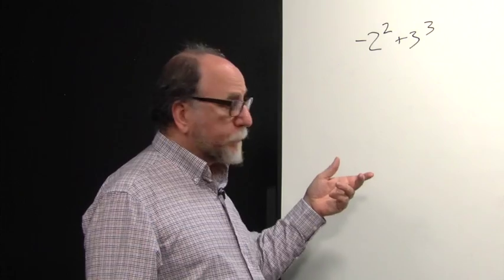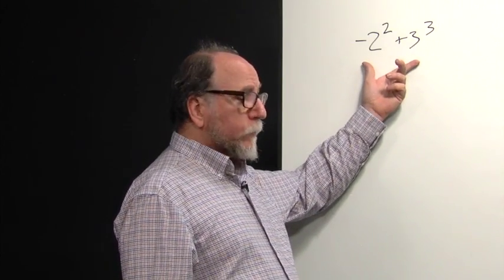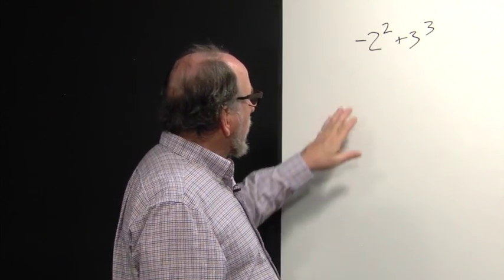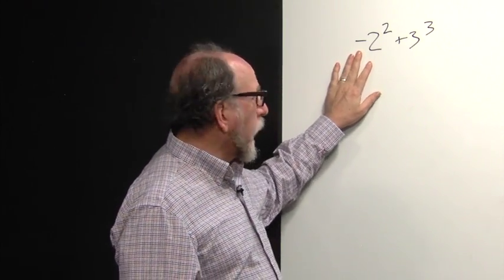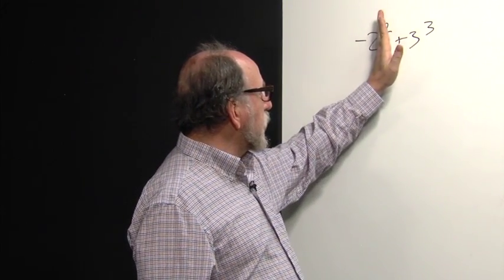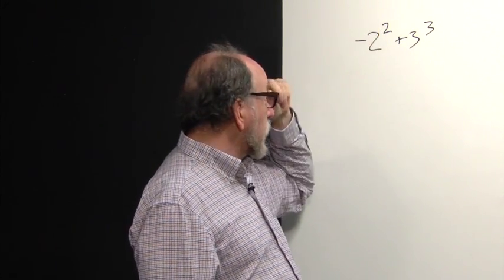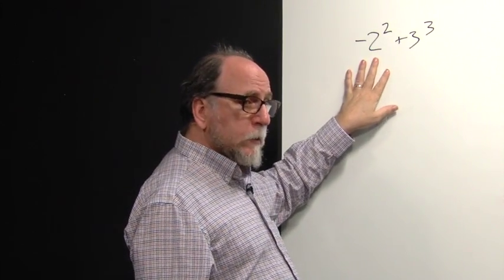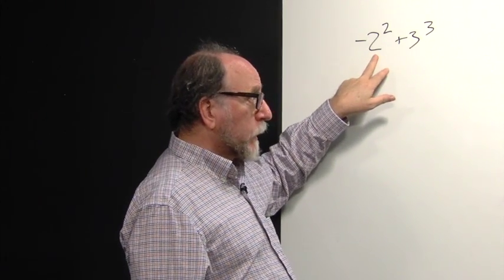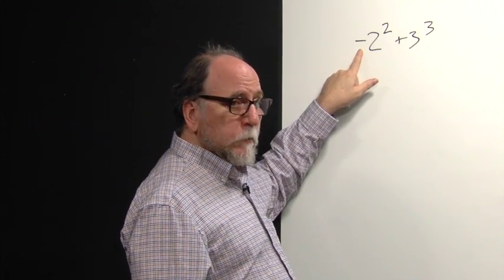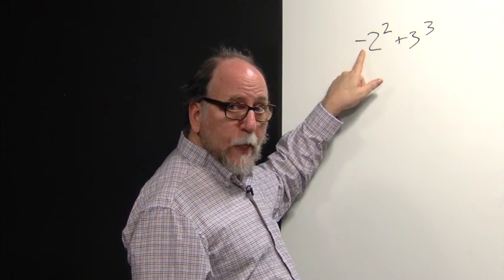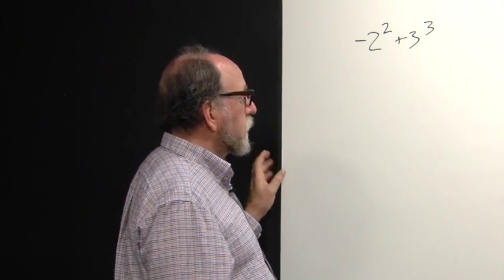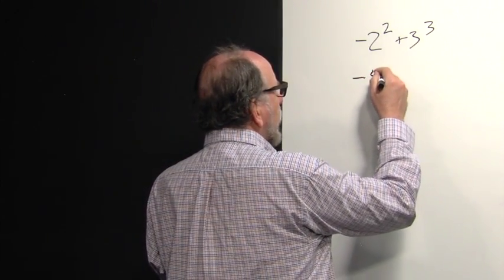Okay, so here's the first example. It says negative 2 squared plus 3 cubed. So this negative sign, we have to be careful to remember that only when the negative 2 is in parentheses do we square the negative sign. Written like this, the square happens first because it's the exponent. Negative happens afterwards because that is like multiplying by negative 1. Okay, multiplication comes after exponents. So we would write this as negative 4.